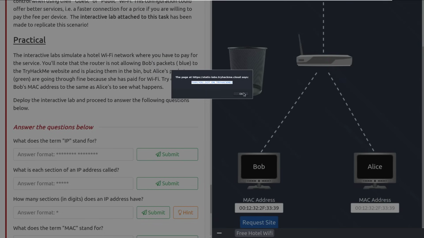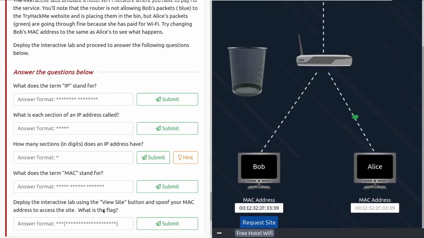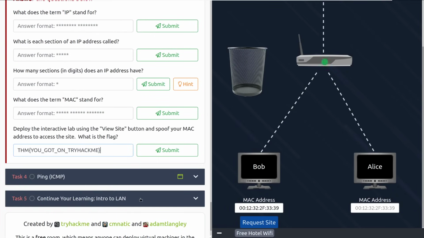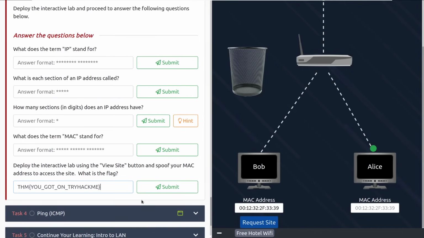Don't worry too much if you can't read that. I'm going to go ahead and paste that here. So THM, you got on TryHackMe. So in theory, you could spoof your MAC address if you haven't paid for Wi-Fi like this. Just something to know about. Again, just know the idea that MAC address control exists and that MAC addresses are in theory globally unique. That's really all you need to get from this.